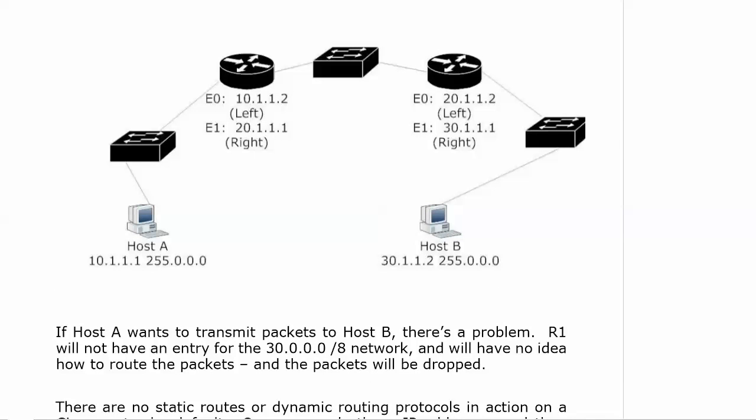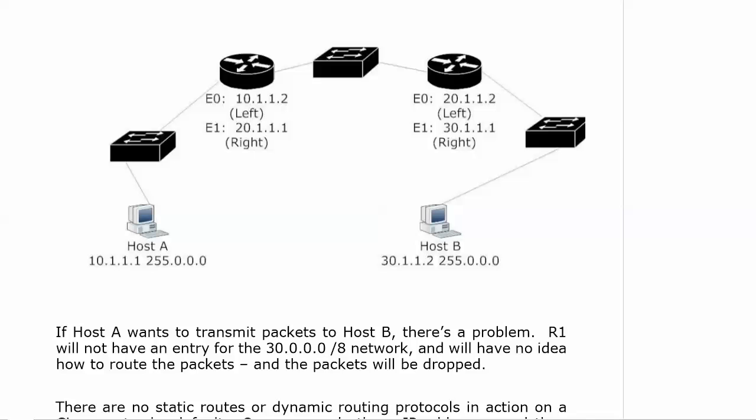Host A is going to try to send packets to host B, and notice that we've introduced another network and another router. So Ethernet 0 on this particular router, this is going to be router 1, and that's Ethernet 0, 10.1.1.2, left interface, Ethernet 0, the right interface, Ethernet 1, 21.1.1. Ethernet 0 on this router, router 2, is going to be 21.1.2 on this left interface and 31.1.1 on the right interface.